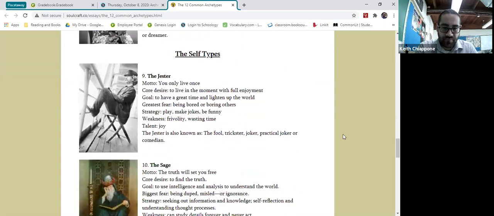The jester is one of my favorite archetypes because the jester is the one that nobody takes seriously, but is the wisest of all the characters. They make jokes. They're funny. They're often poor. They're a fool or a trickster, practical joker. They do provide comic relief, but they are usually smarter than everybody else.